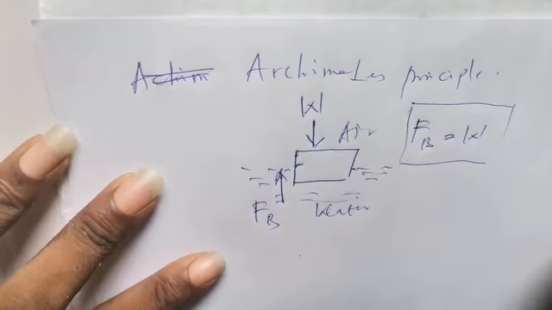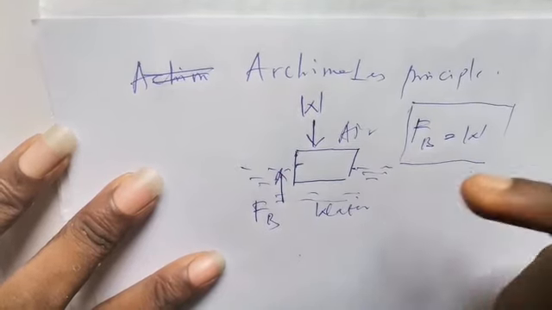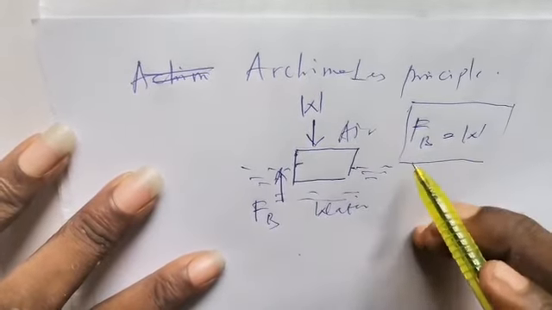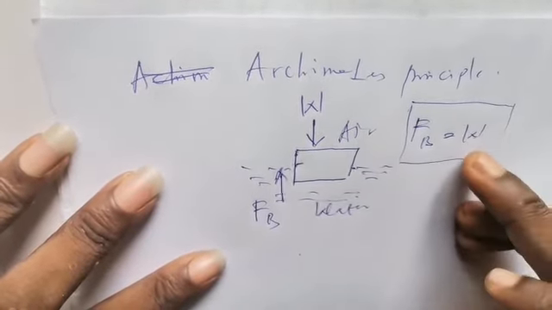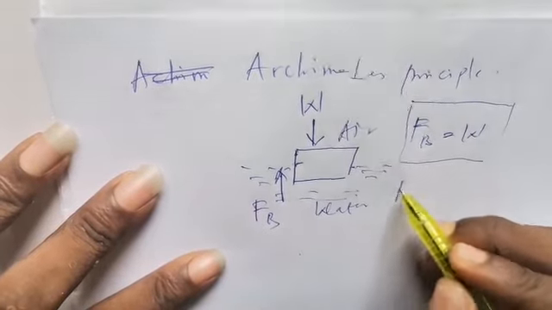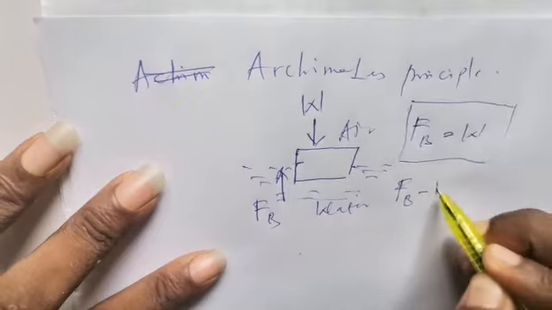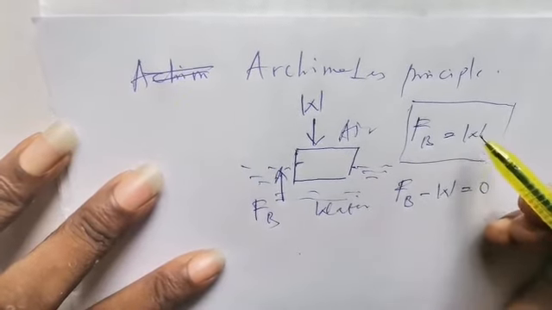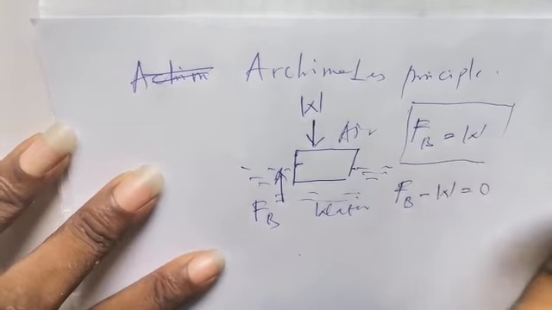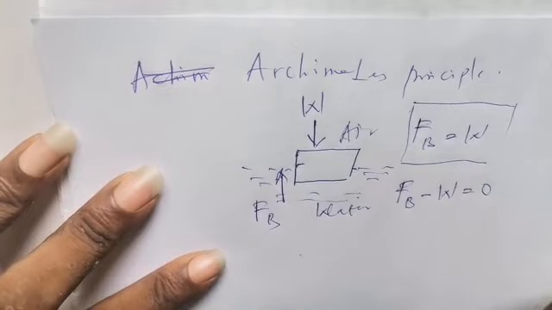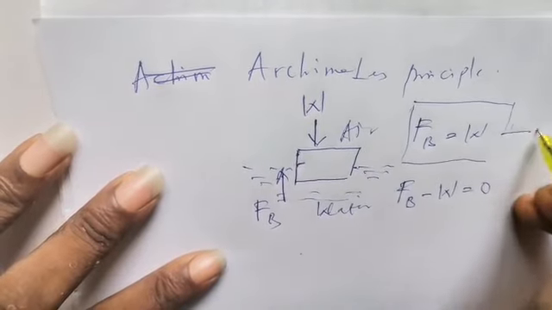Now, the second condition of equilibrium: since we know that buoyant force is equal to weight, let's do a little bit of mathematics. If FB is equal to W, notice that if I take W over to this side of the equation, I'm simply going to have that buoyant force FB minus W is equal to 0. Remember, the weight here is positive, so once it crosses an equal to sign, it becomes negative. So buoyant force minus weight becomes 0. Let's call this equation 1.